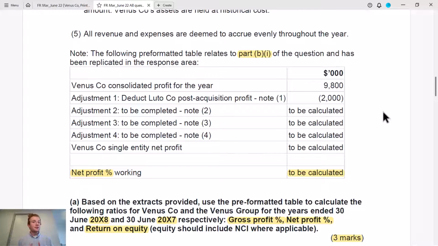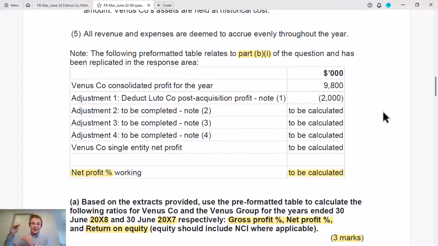A well-prepared student that knows how to do scenario analysis and how to lay out their answer will pick up on these, like you can see highlighted above me, where it says the following pre-formatted table relates to part B on their part I. So someone who's under pressure in the exam, maybe they've left section C till last, which I would not recommend. You should be doing section A, then section C, then finishing with section B.